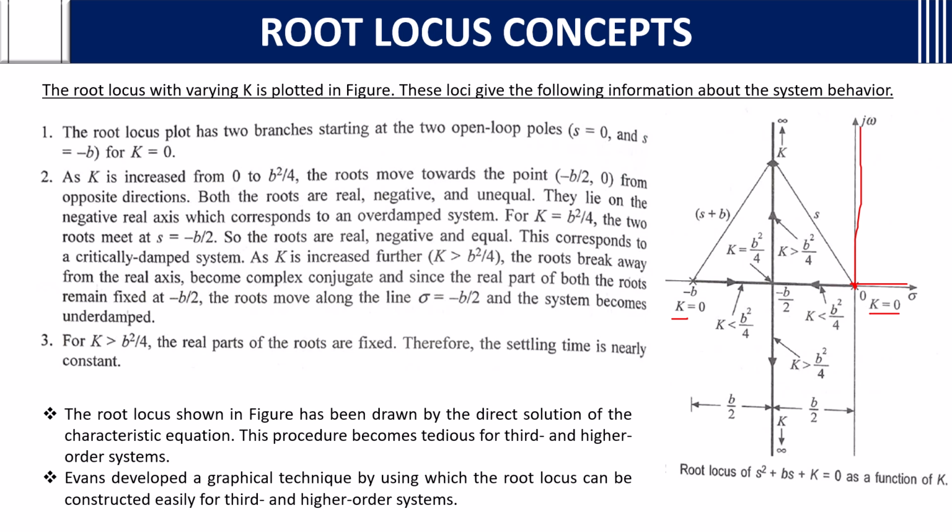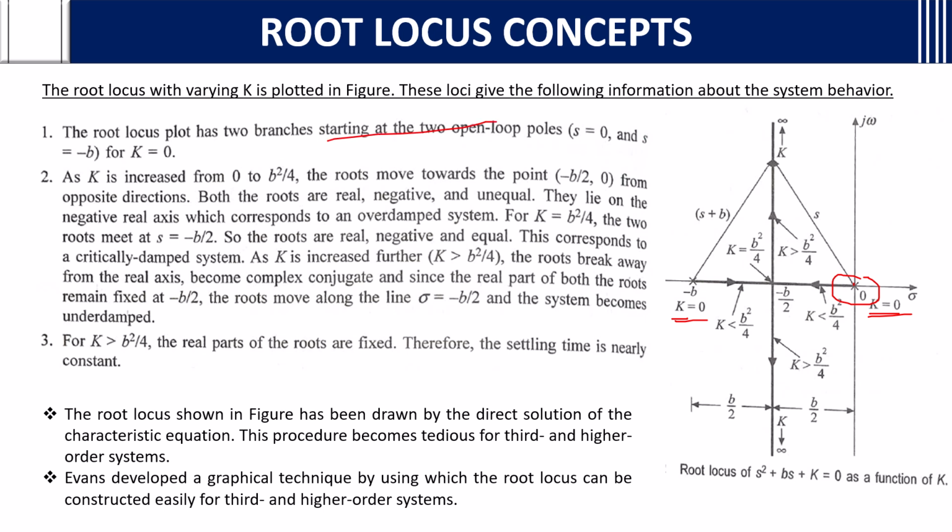Okay. So when you see, this is the real part and this is the imaginary part. This whole thing is the S plane. As you can see from here, this is the 0th point, when k equals 0 and the root is at minus b. When k equals 0, s equals minus b. This is where the branch starts, at the two open loops.